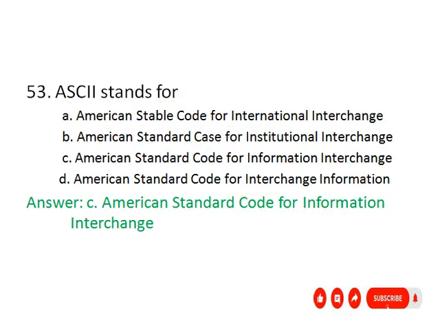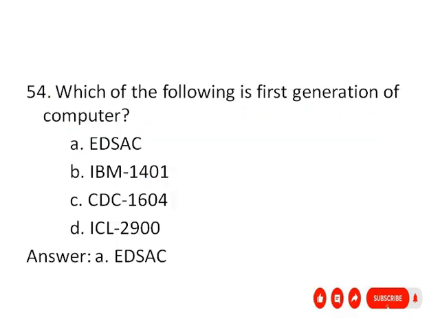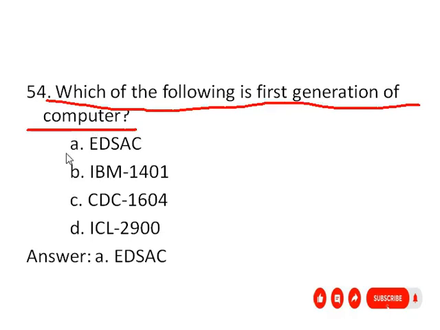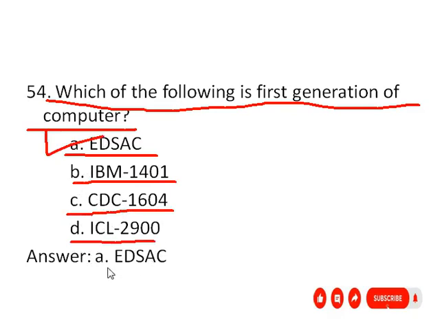Our next question is, which of the following is first generation computer? Option A. EDSAC, B. IBM 1401, C. CDC 1604, D. ICL 2900. So here correct answer is option A. EDSAC.